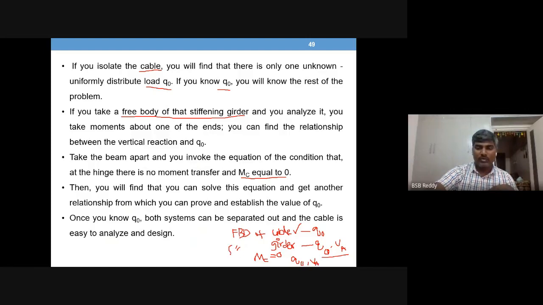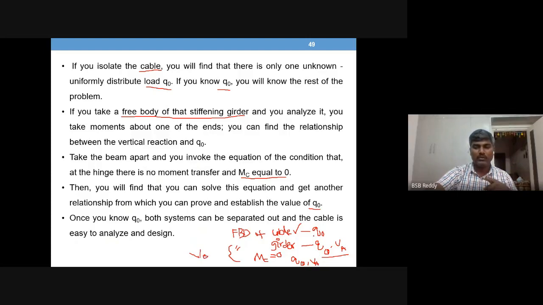So from the free body diagram of the girder, we formulate an equilibrium equation in terms of Q naught and VA. Again, we use the condition of the internal hinge, MC is equal to 0, and formulate one more equation in terms of Q naught and VA again. So now there are two equations and two unknowns. So we solve for VA and Q naught. Okay. So once you solve Q naught and VA, you can solve for VB finally.